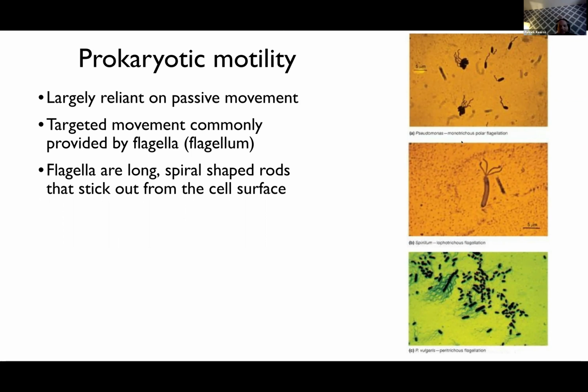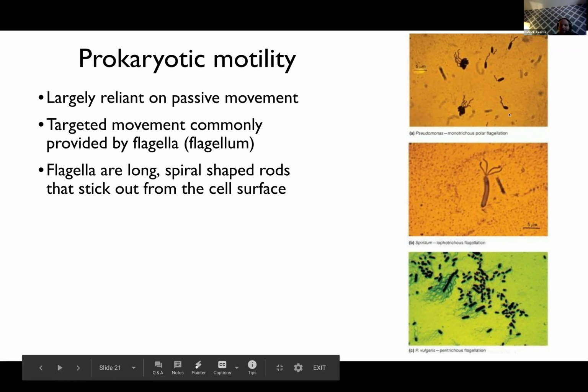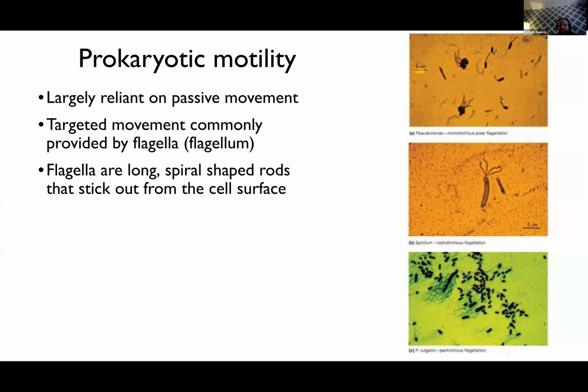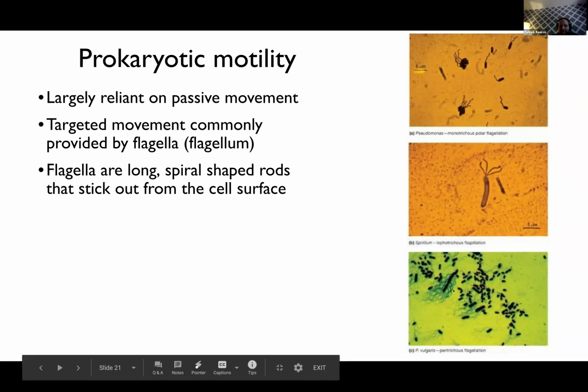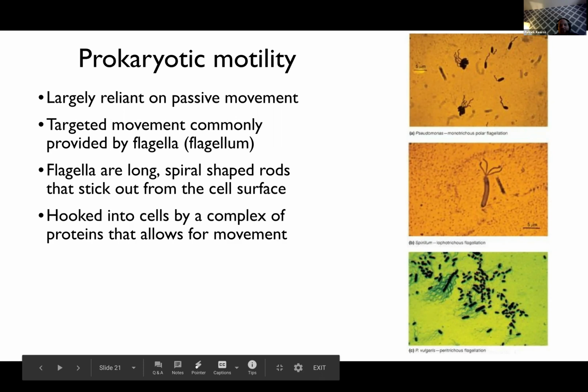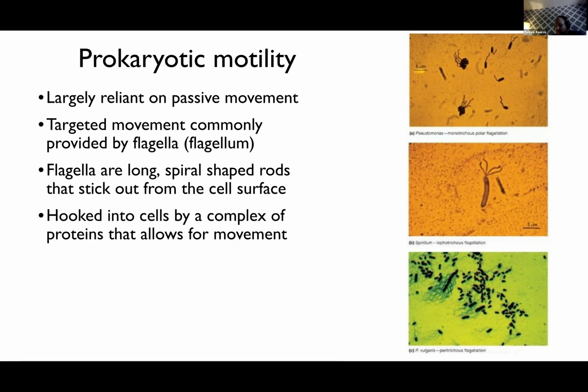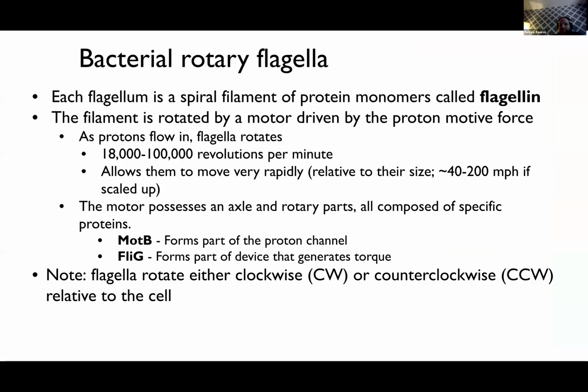And so we can look at this over here. The reason I like this sort of triple pane figure is because we have a couple different types of morphologies here. So we have a single flagellum, we have 3 flagella, and then we have this crazy bacteria here that's got all the flagella in the world sticking out from the side. So this is sort of the most common types of flagellar orientation we see on bacterial cell walls. And these are hooked onto cells by a complex of proteins that allows for movement.